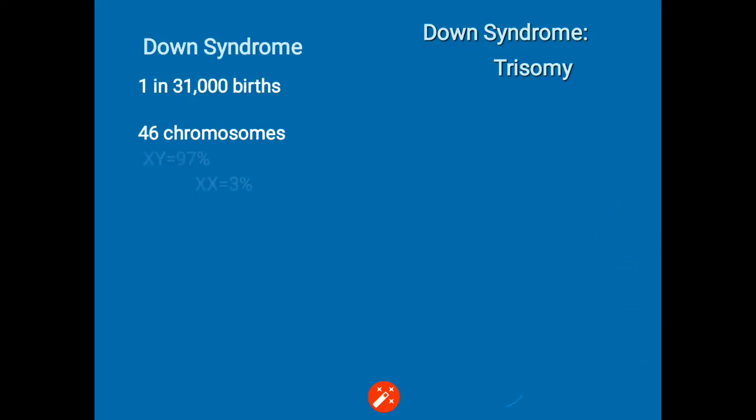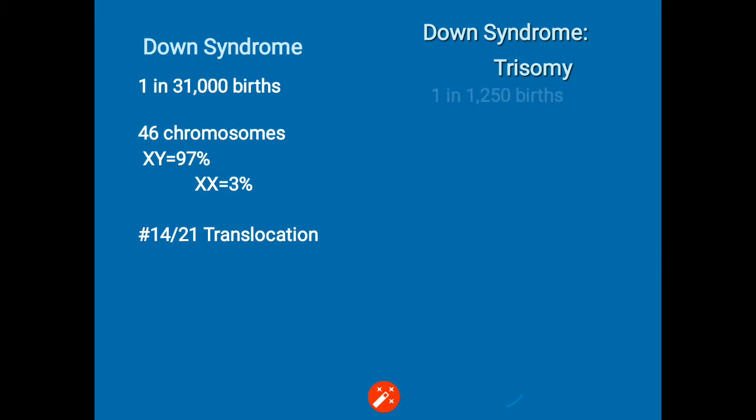Now about Down syndrome. Down syndrome is an autosomal syndrome, a trisomic condition. The 21st pair of chromosomes has an additional chromosome, that is, three chromosomes at the 21st position. One in 31,000 births has Down syndrome, and males are 97% and the possibility for females is only 3%. That means there is more possibility of a male having Down syndrome, but as it is an autosomal disorder, both male and female can be affected, whereas Turner syndrome occurs in females only.